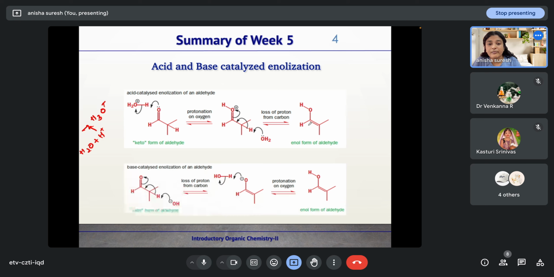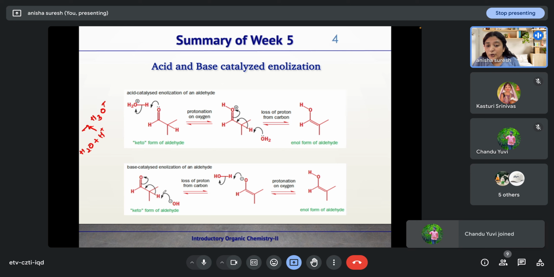in acid catalyzed conditions. And in base catalyzed conditions, how enolization takes place is that this OH minus can abstract this enolizable proton that is adjacent to the carbonyl group. And once this proton is abstracted, this negative charge will delocalize into the system, and this O minus will be formed. And this O minus can abstract a proton from water, leading to the formation of the enol. Is the mechanism clear? This is base catalyzed enolization of an aldehyde.